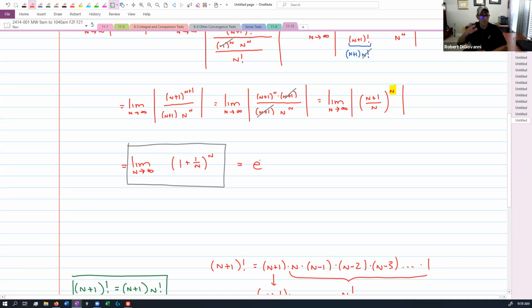And e is about 2.718, right? That number is bigger than 1. Therefore, we have divergence. The original series diverges. The ratio test gave us a number that was bigger than 1, which means the original series diverges. If the ratio test gives us a number that's less than 1, we'll have convergence. If the ratio test gives us 1, we're screwed. Test fails.